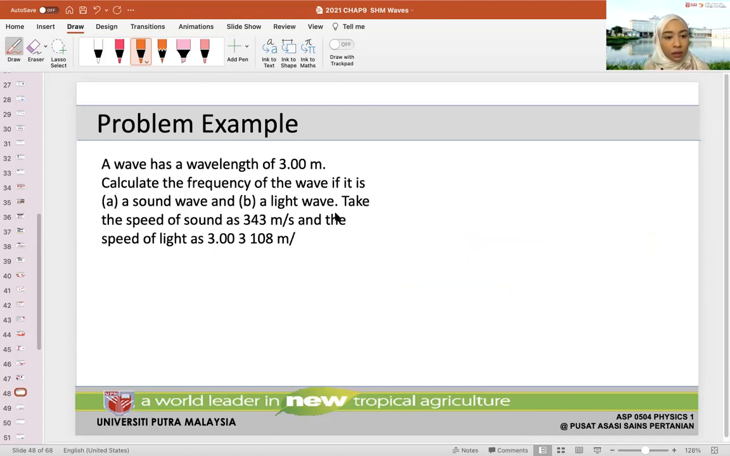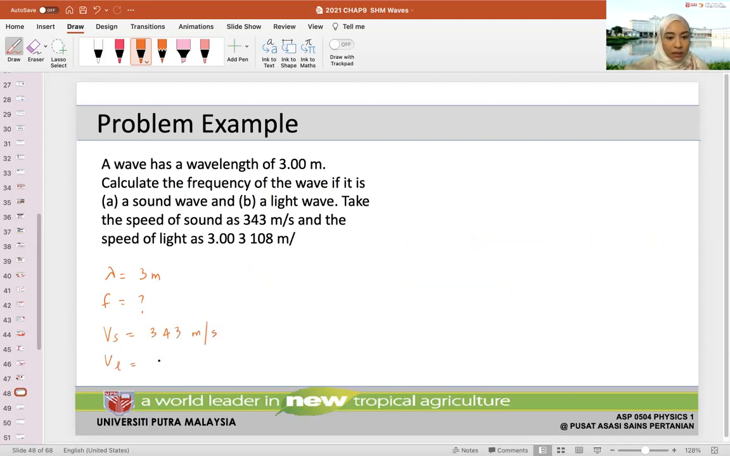Okay, next one. A wave has a wavelength of 3 meter. Calculate the frequency of the wave. It's asking us to find frequency if it is a sound wave and a light wave. So we have two types of wave here, one sound, one light. Take the speed of sound, Vs, as 343 meter per second.